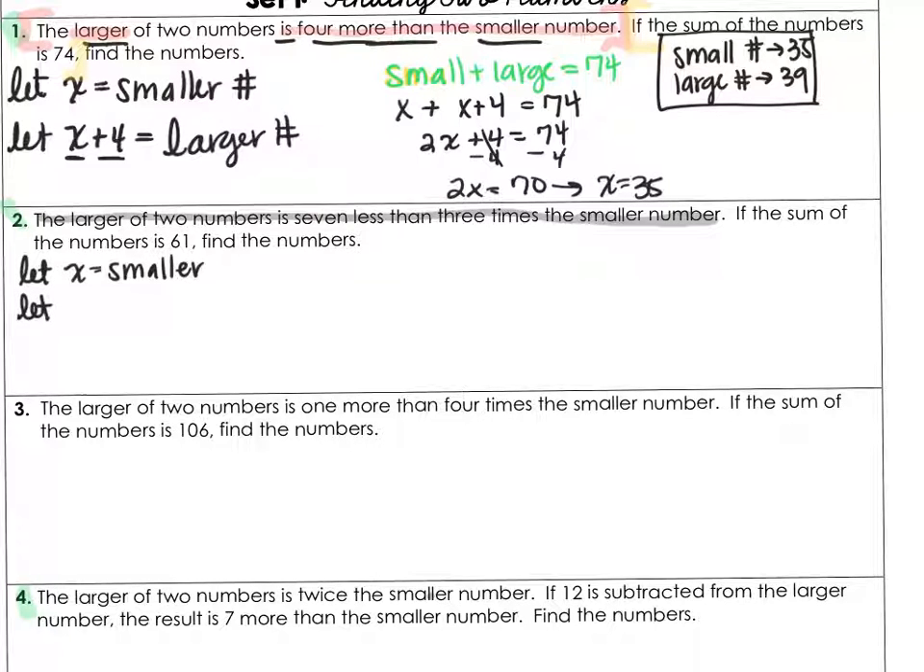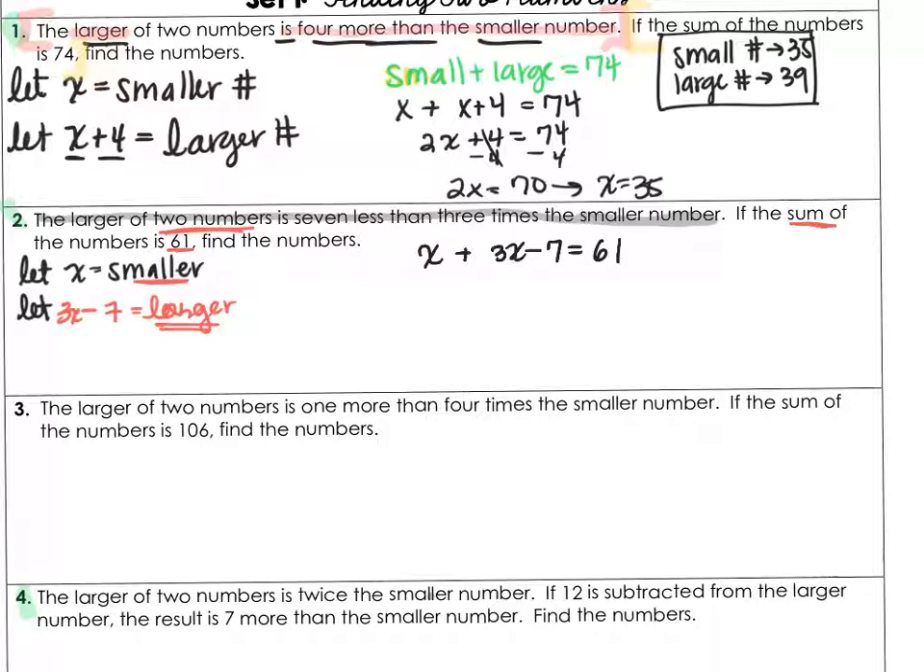And let's see here, we've got the larger is 7 less than 3 times the smaller. So 7 less than 3 times the smaller, and that's going to be our larger. So we have our two let statements for our two numbers. x is the smaller, 3x minus 7 is the larger. And it says the sum of the numbers is 61. So I'm going to take my smaller, add it to my larger, and make 61.